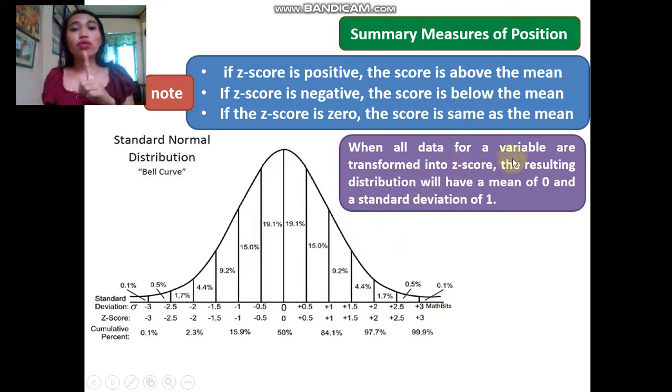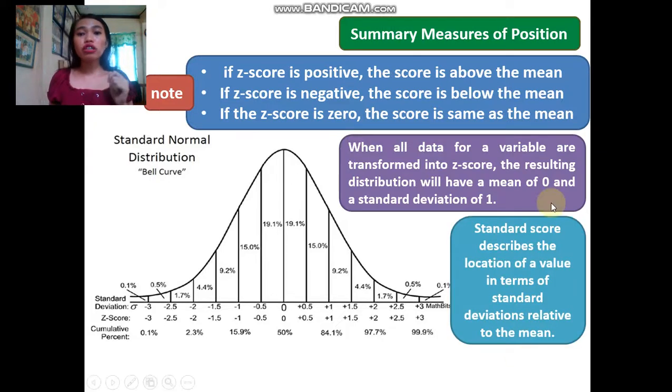When all data for a variable are transformed into z-scores, the resulting distribution will have a mean of 0 and a standard deviation of 1. So whatever the score, when you transform it into a z-score, they will have the same mean as well as the same standard deviation, 0 and 1 respectively. So the standard score describes the location of a value in terms of standard deviations relative to the mean.